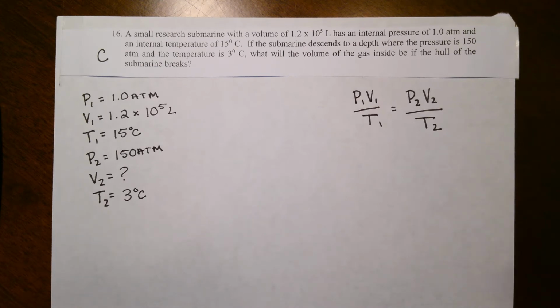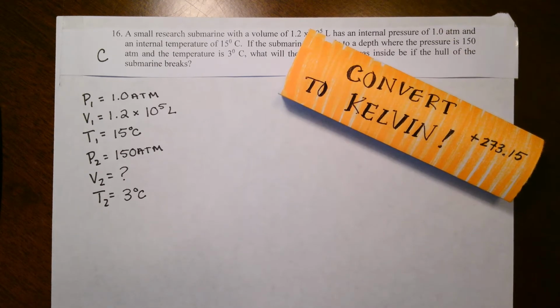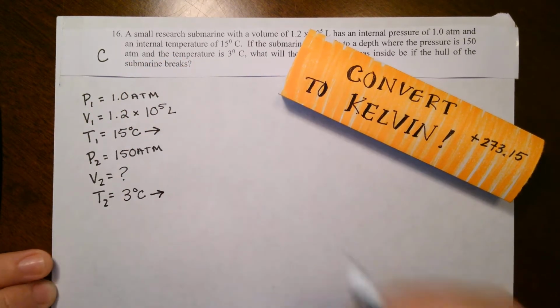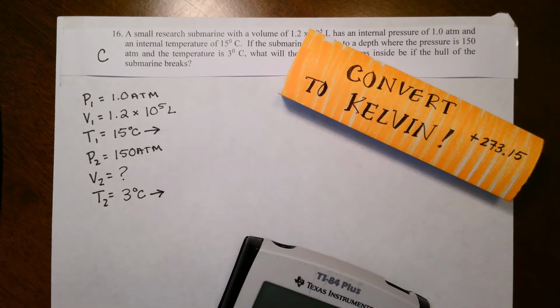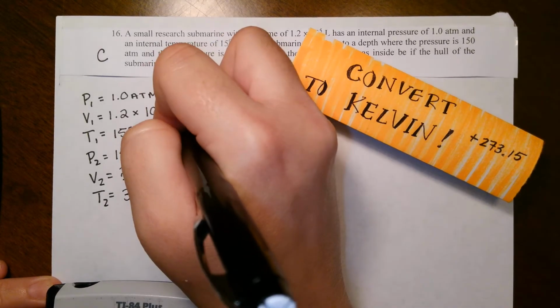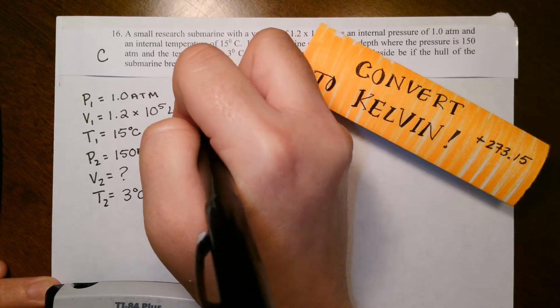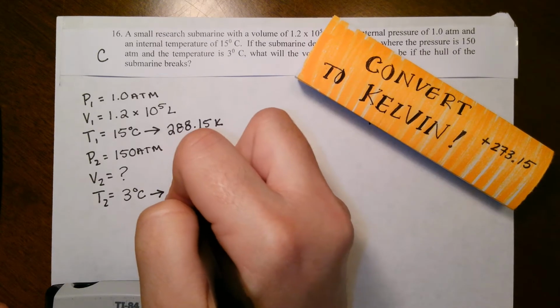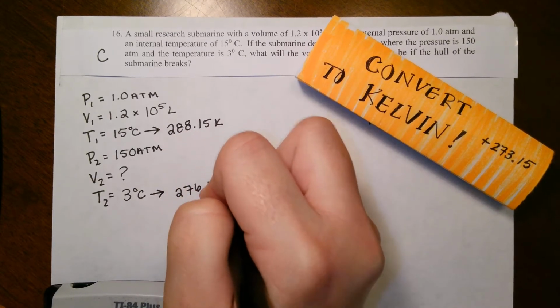So the first thing that we have to do, and we have to remember every single time, is convert that temperature from Celsius to Kelvin. So we're going to add 273.15 to both of those. So we're going to say 15 plus 273.15. So T1 is now going to be 288.15 Kelvin. And T2 will be 273.15 plus 3, and we'll get 276.15 Kelvin.